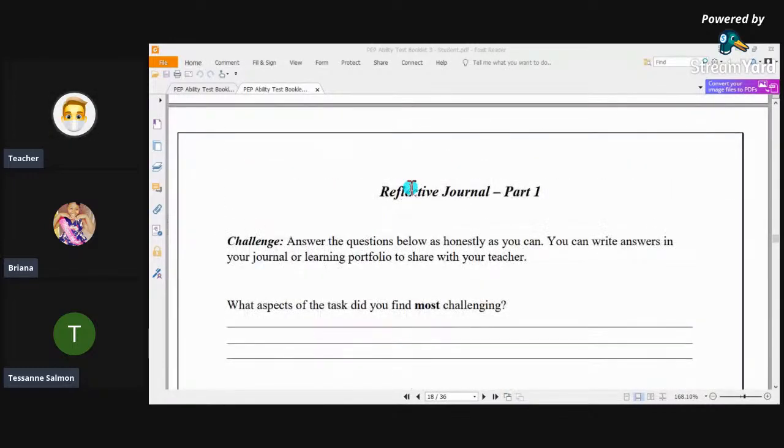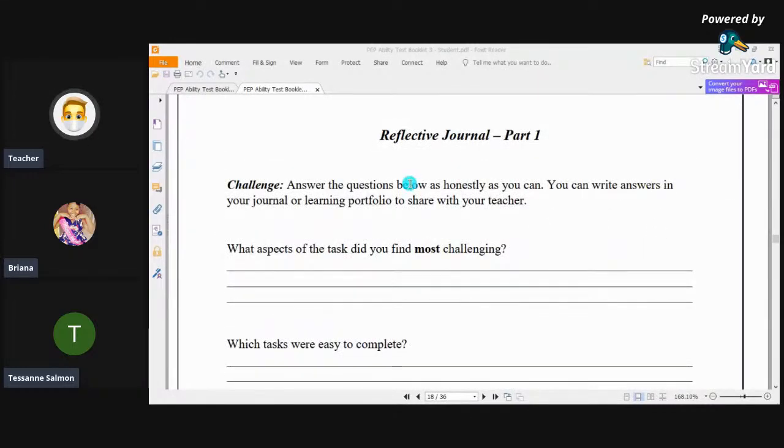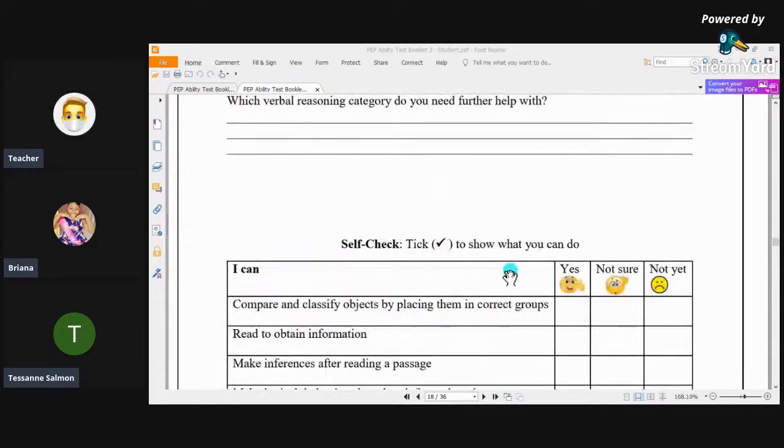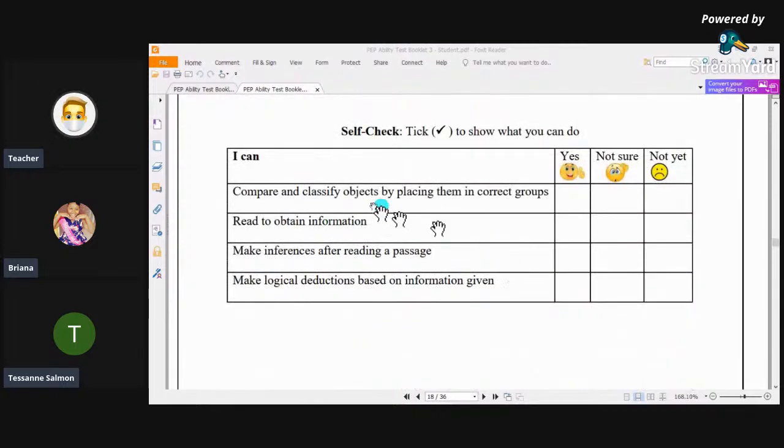All right. So reflection is a very important tool as you prepare for your exams. It says, answer the questions below as honestly as you can. Think about this. What aspect of this part did you find most challenging? Which tasks were the easiest? Which verbal reasoning categories do you need further help with? You have to reach out to your teachers.